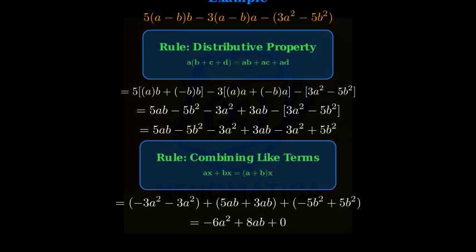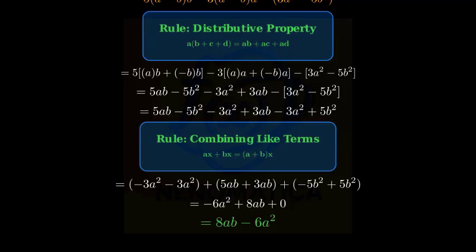Let's combine these terms. Negative 3a squared minus 3a squared equals negative 6a squared. 5ab plus 3ab equals 8ab. Negative 5b squared plus 5b squared equals 0. Therefore, our simplified expression is 8ab minus 6a squared. Let's look at our third example, which involves more complex algebraic fractions.